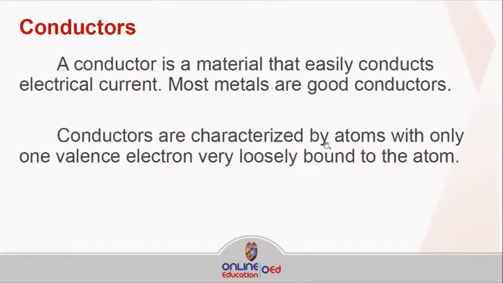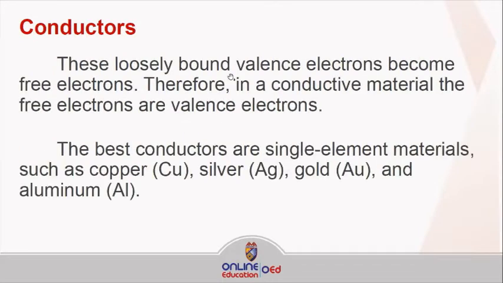Conductors are characterized by atoms with only one valence electron. Then it will be very loosely bound to the atom. Okay, since ang characteristic ng atom is have only one valence electron, then ang mangyayari is very loosely bound to the atom itong valence electron. Okay? That's why it will have a characteristic as a good conductor or easily conducts electrical current. Okay, next.